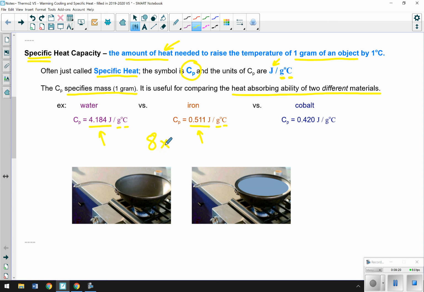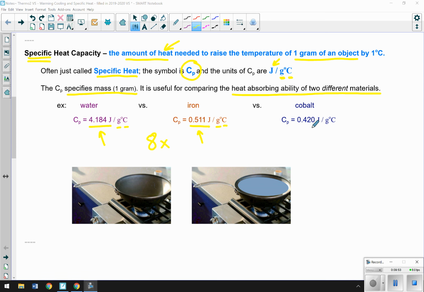Because 0.511 times 8 would be about 4.18, something like that. So it takes 8 times as much energy to raise water's temperature 1 degree than it does iron. And that allows us to compare the heat absorbing ability. What's this saying? It takes much more heat energy for water to get moving faster, for its temperature to go up, for its thermal energy, for its vibrational average kinetic energy to go up.